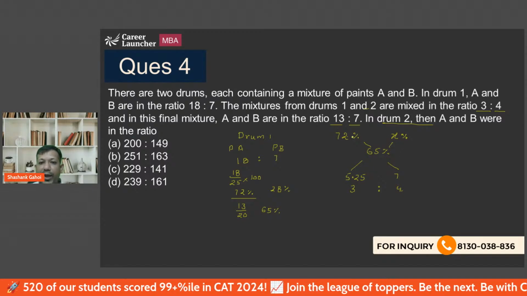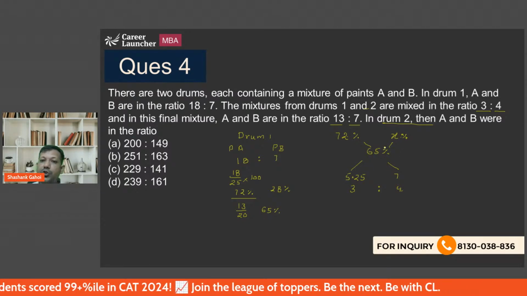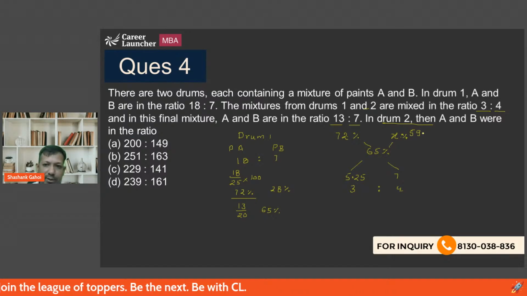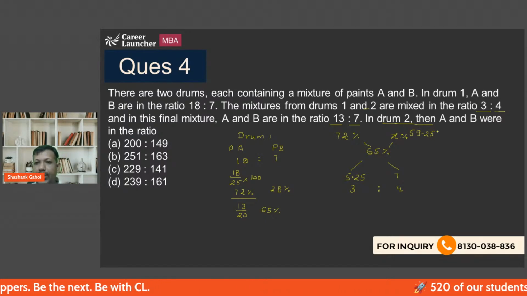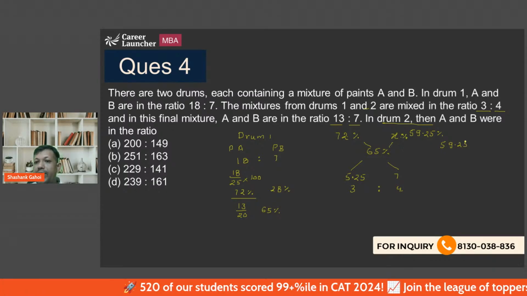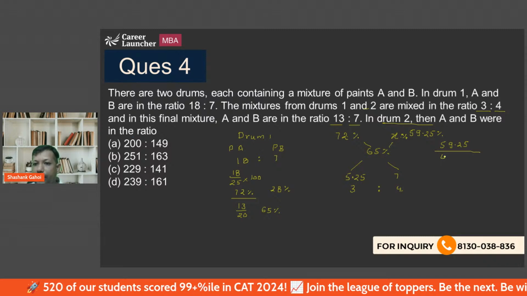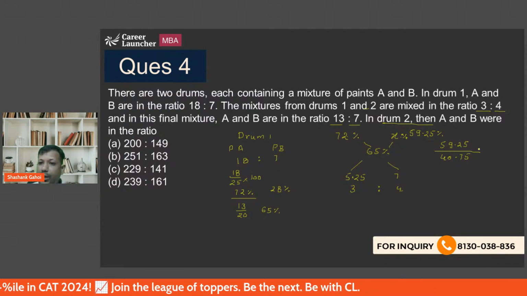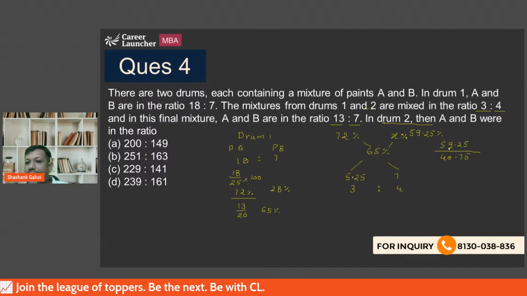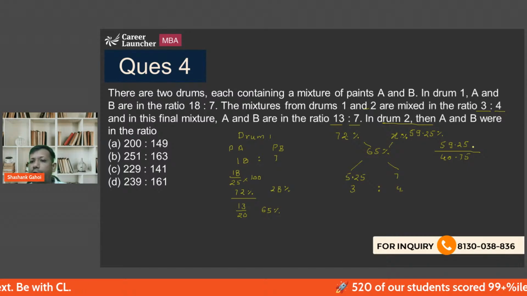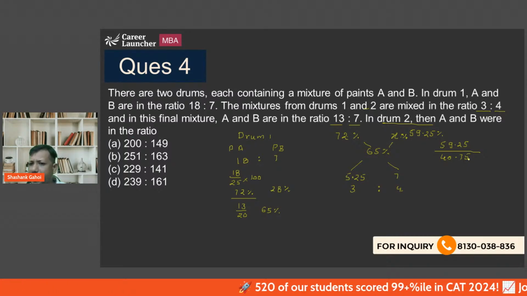So this value is greater than 65, so this value should be smaller than 65. So this value comes out to be 59.25%. So in drum 2, A is 59.25%. So it means B should be 40.75%, because total concentration is always going to be 100%. So paint A is 59.25, then paint B should be 40.75, right?